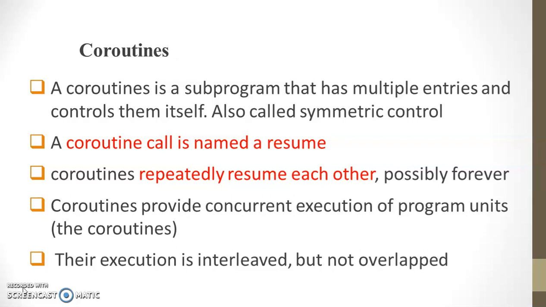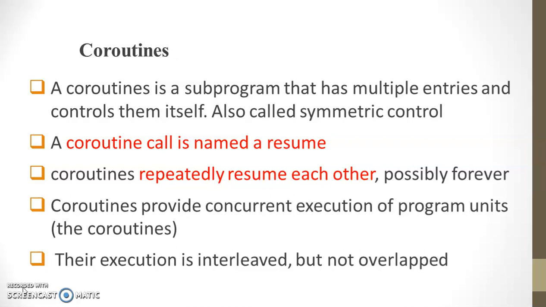In the previous video, we were learning about coroutines. We did some introduction, and we have learned about exception handling. Continuing with coroutines, we have said that a coroutine is a subprogram which has multiple entries and controls them itself. In case of subroutines or a normal procedure, what happens?